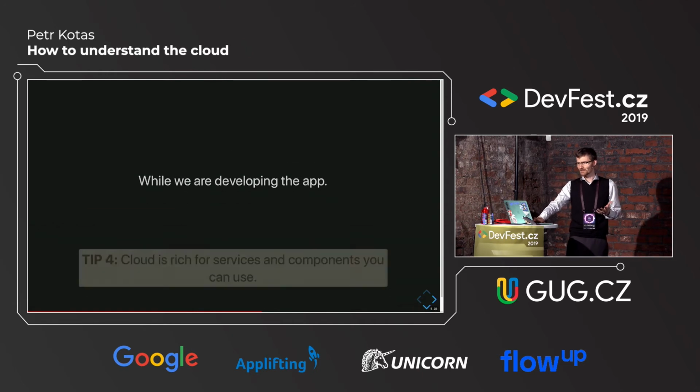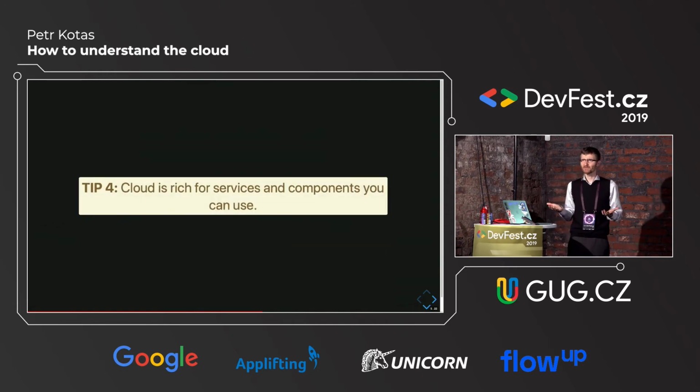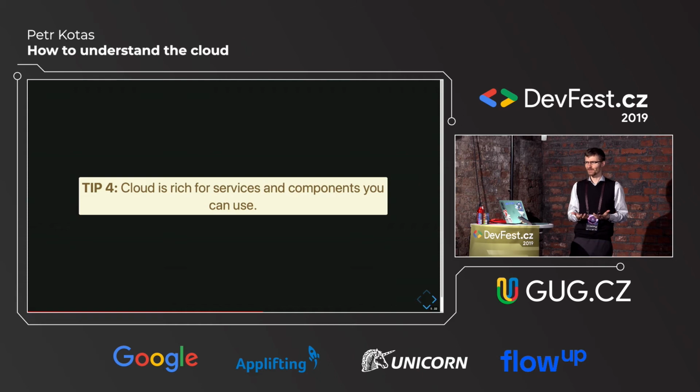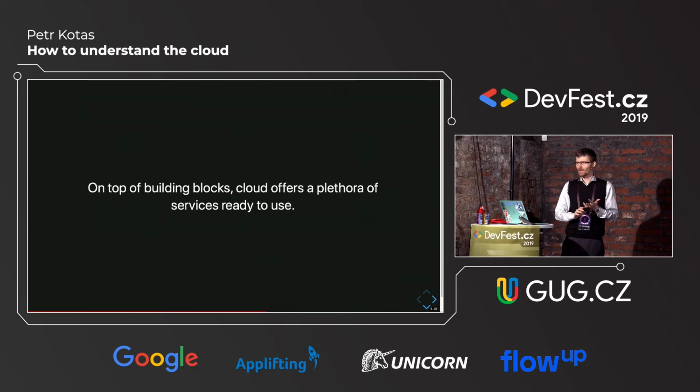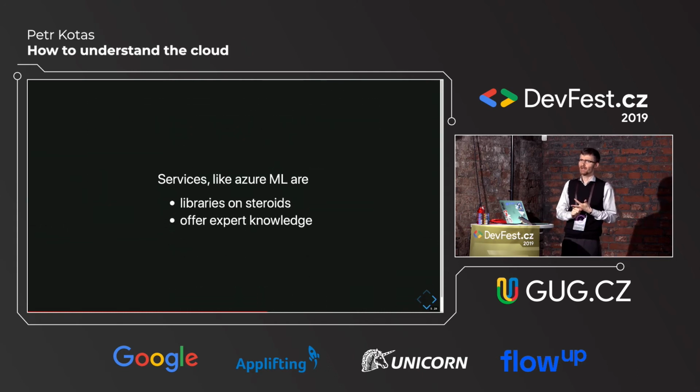So while we are developing the app, tip number 4: save yourself time and switch to a Lego mindset, because the cloud is rich in services and components you can already use. We talk about virtual machines and containers. There are now functions you can use and build. But there are other building blocks, such as services. And this will save you, again, a lot of time.